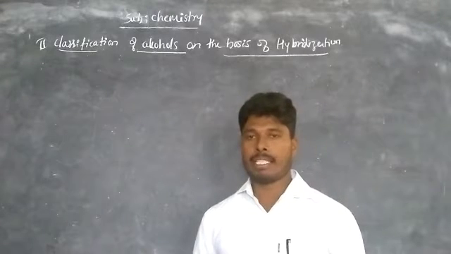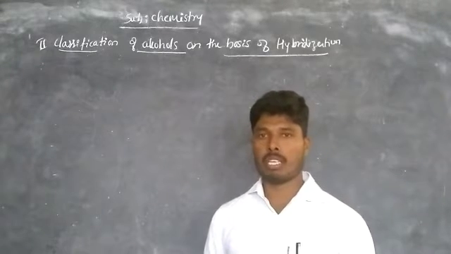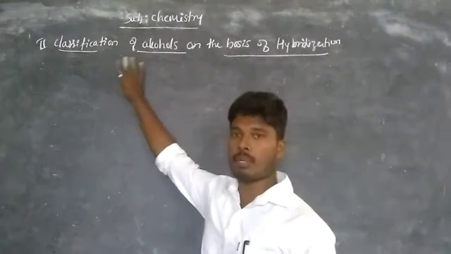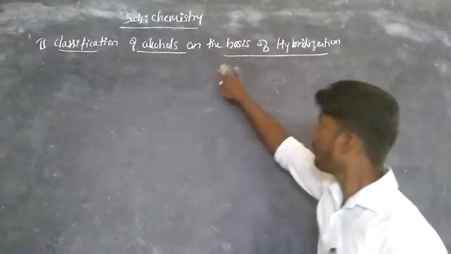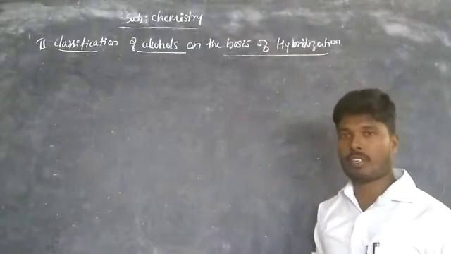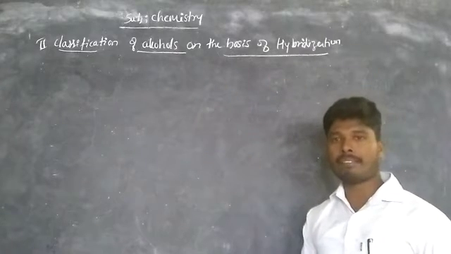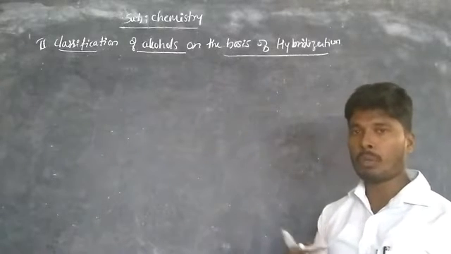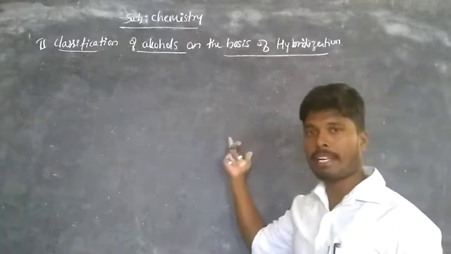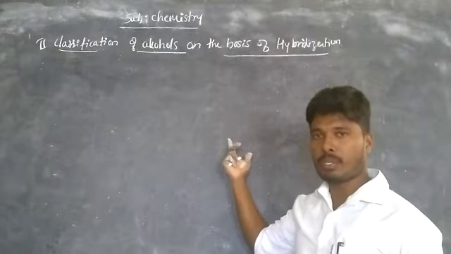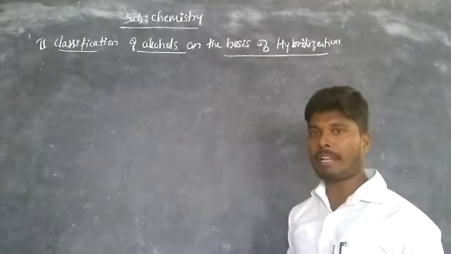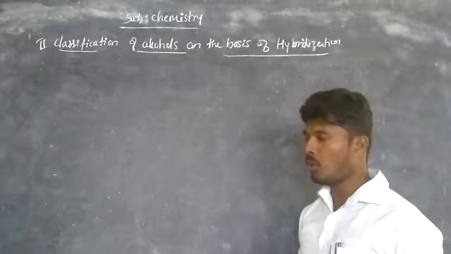The second classification of alcohols is classification of alcohol on the basis of hybridization. On the basis of hybridization, the alcohols are classified basically into two types, that is sp3 hybridized carbon containing OH group or sp2 hybridized carbon atom containing OH group.